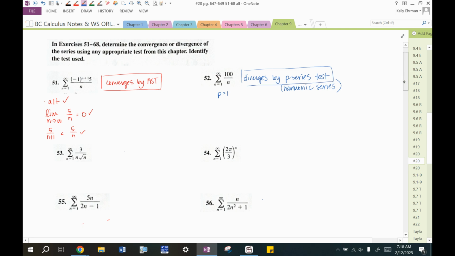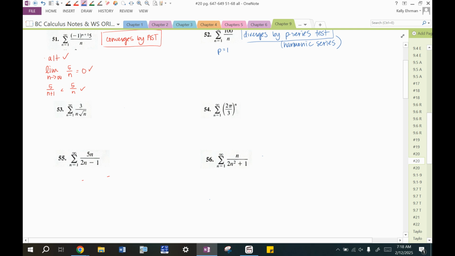All right, 53. This is another P series because you can rewrite it so that you add these exponents together. So this is the series of 3 over n to the 1 plus 1/2, which is 1.5 or 3 over 2. So this is a P series where P is 3 over 2. The rule is that P has to be greater than 1 for this to converge by P series test. So not all of these are long and drawn out. It's just a matter of remembering what the tests look like.